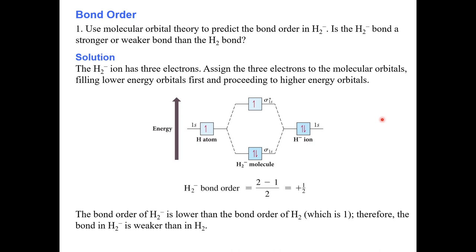Okay, so now let's use our equation for bond order. We have two electrons in a bonding orbital and one electron in antibonding. So our bond order here for H2 minus is plus one, or rather one half. So this tells us that the bond in H2 minus does exist, but it's weaker than the bond in H2. We saw this example before and we figured out that the bond order there is one.